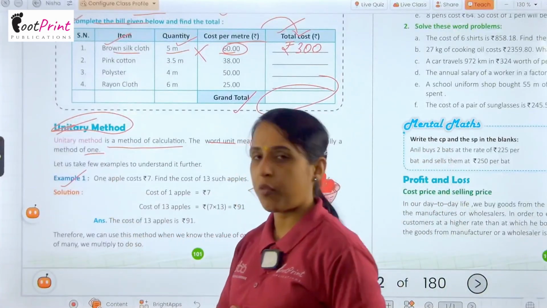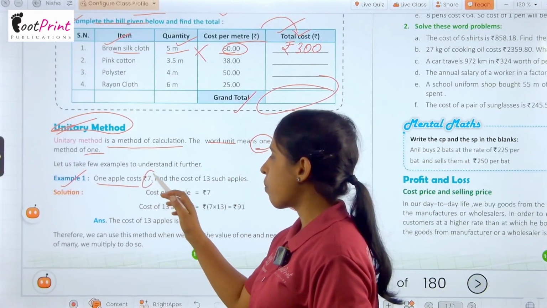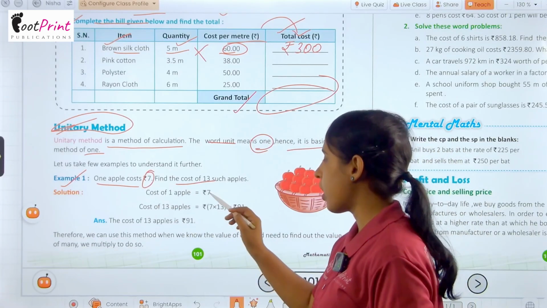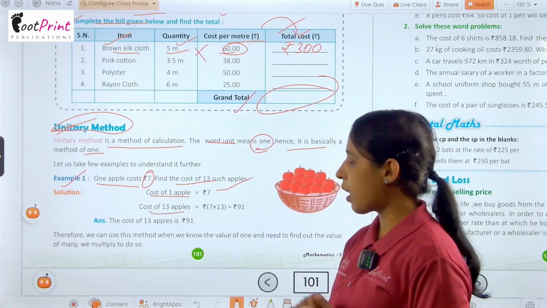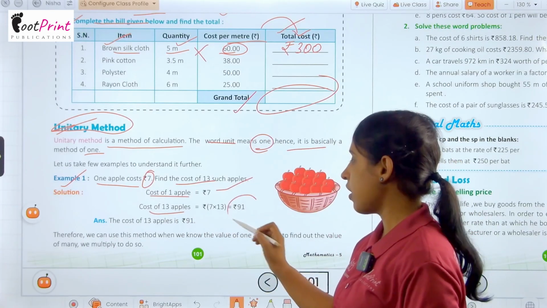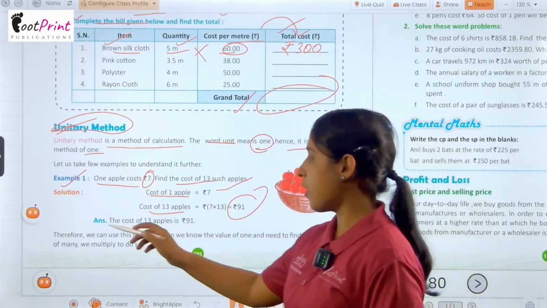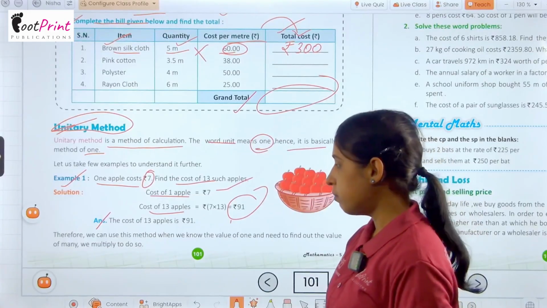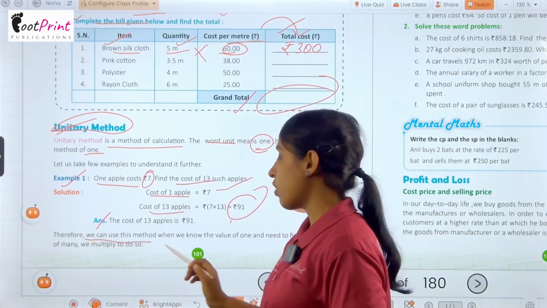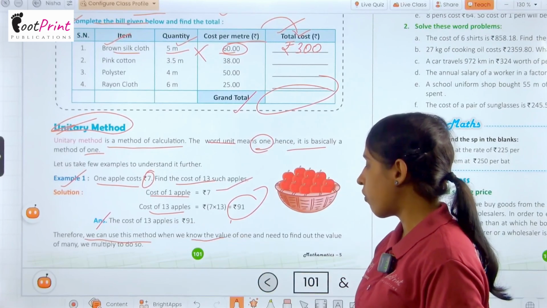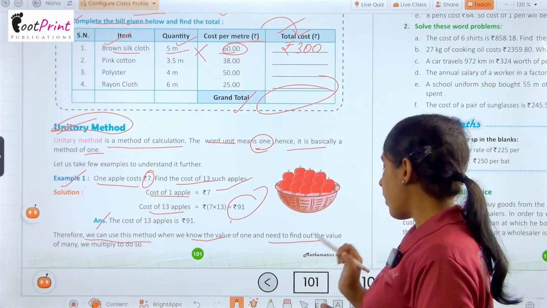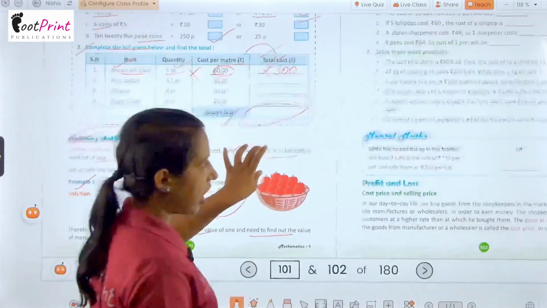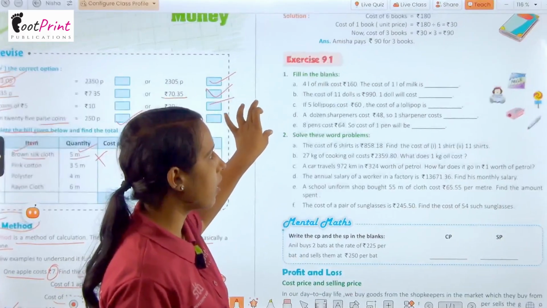Example number 1. Here the cost of one apple is 7 rupees. We have to find the cost of 13 such apples. As we know, the cost of one apple is 7 rupees, so the cost of 13 apples will be 7 into 13, and we get 91 rupees. So the cost of 13 apples is 91 rupees. Therefore, we can use this method when we know the value of one and need to find the value of many. If the value of one is given and we have to find the value of more, we will multiply.